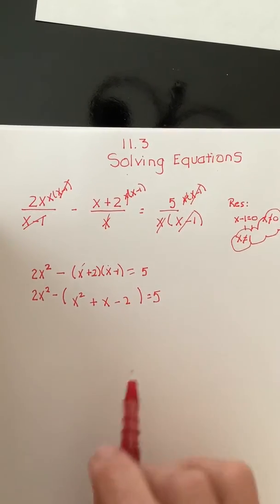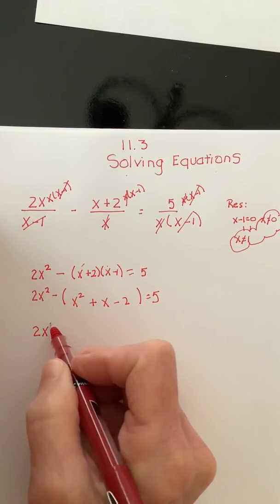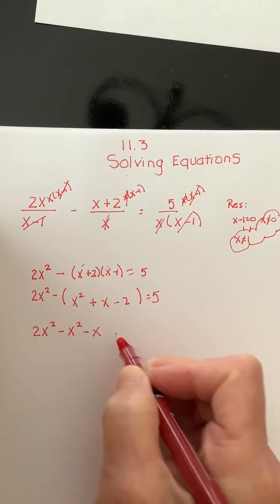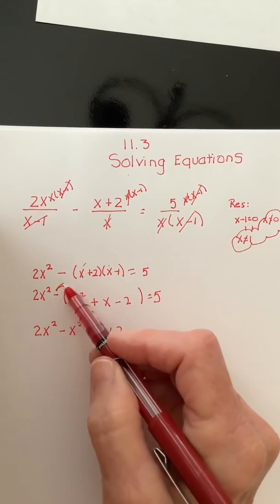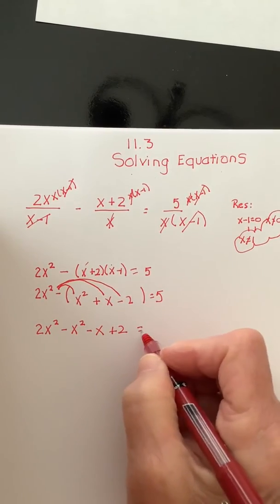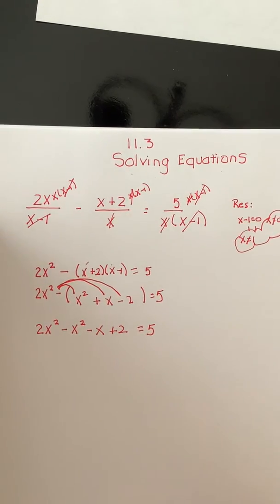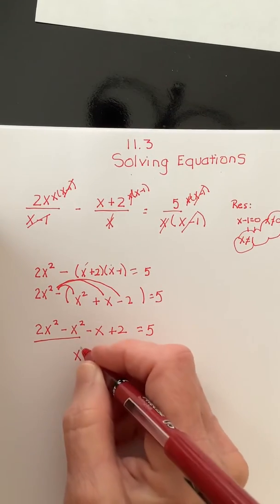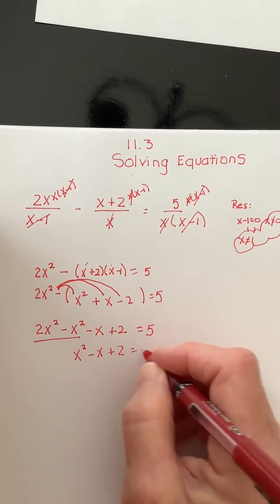Now I'm going to distribute the negative. So I have 2x squared minus x squared minus x, and then a plus 2. Do you see what I did? A negative times this was a negative, negative times that is a negative, and a negative times a negative 2 is a plus 2, and that's equal to 5. Before we start doing any of our algebraic transformations, let's combine like terms. So 2x squared minus 1x squared is x squared. So I have x squared minus x plus 2 is equal to 5.